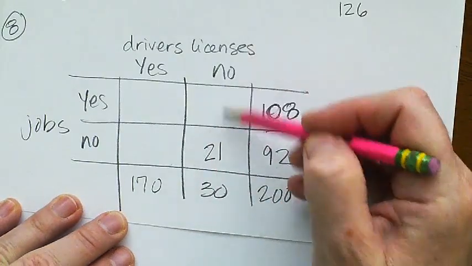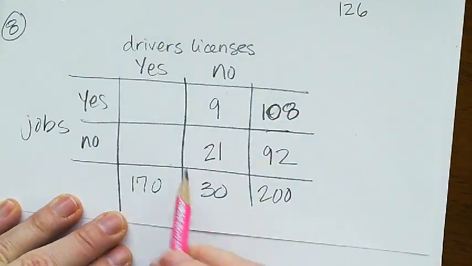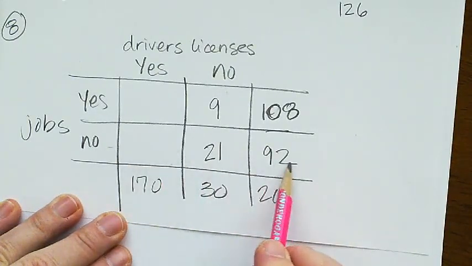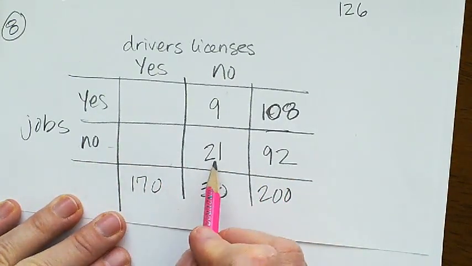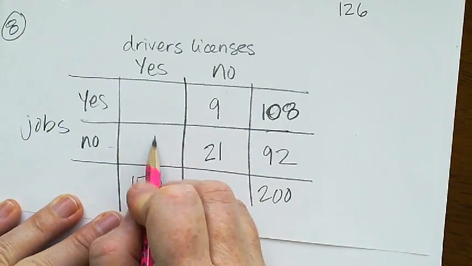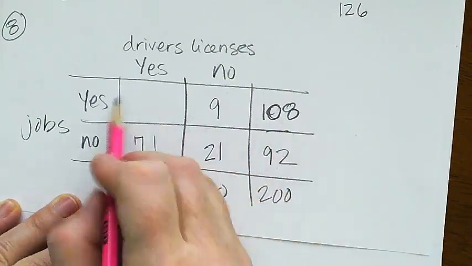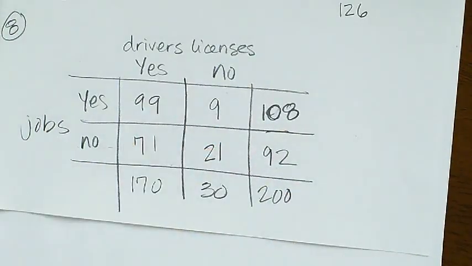So let's see, if I'm looking at no for driver's license, that's going to be 9. If I'm looking at no for, what is this, jobs, that's going to be the total minus the amount that don't have a job. So that's going to be 71. And then 9 from 108, so 99. Okay.